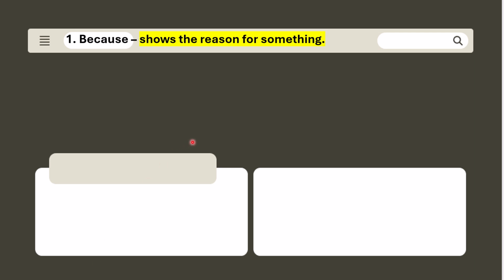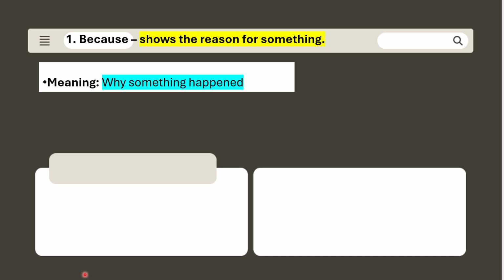The first one we will look at is because. Why do we use because? It shows the reason for something, meaning why something happened. Now look at the example given here. I stayed home because I was sick. Why did I stay home? Because I was sick. So there is a reason why something happened.